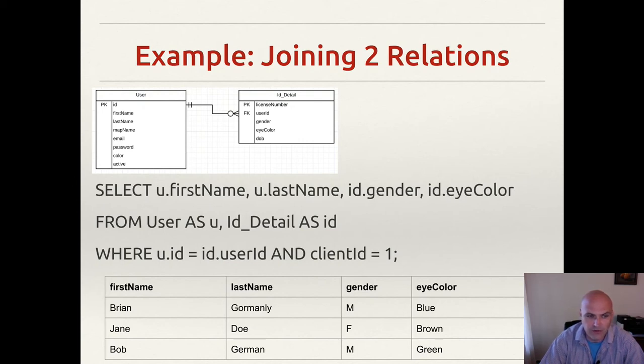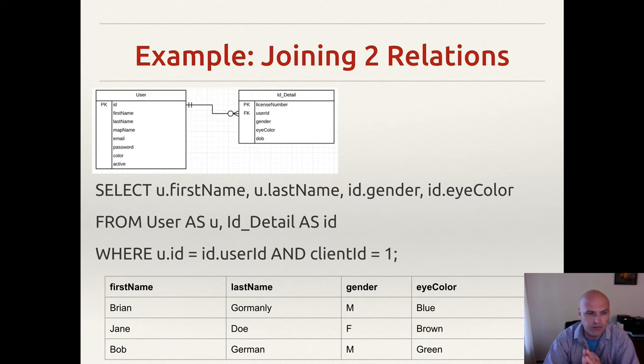And then if we go down to our FROM, remember this is the first thing that the database management system does, is what's in the FROM. It grabs those relations, right? So it takes the entire set of user, the entire set of ID detail. Notice now that we're using the AS keyword, so we're relabeling the relations u and id. It's going to make them shorter, but it also helps us differentiate, as we're doing our WHERE clause, what attributes are from where.